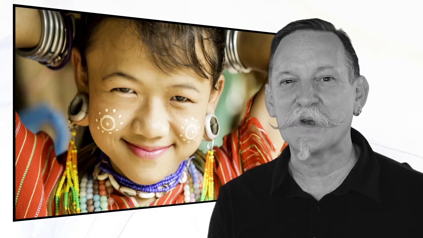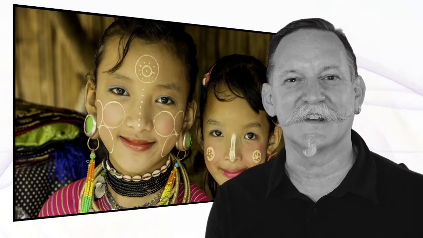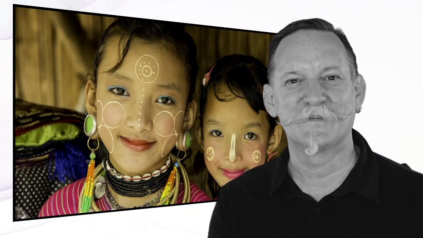Soft light, on the other hand, casts little or no shadow. The light is diffused or very, very close to the subject. So on a cloudy day, we have soft light because the light is scattered and diffused.